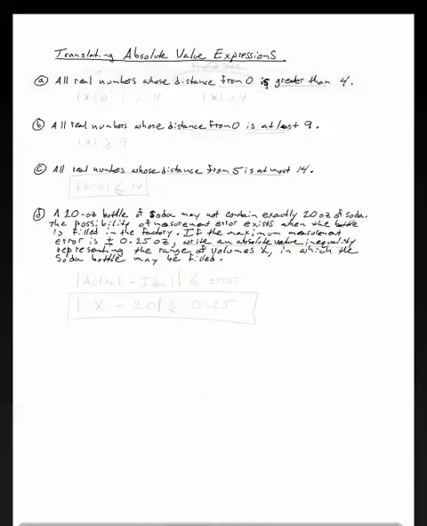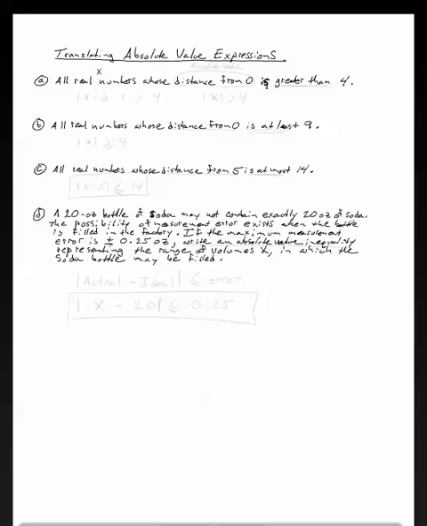So this is translating absolute value expressions. Example A says all real numbers whose distance from 0 is greater than 4. So when we think about this, all real numbers, so we're just going to call that x, whose distance from 0. So when we think about distance from 0, distance means we're going to be taking the absolute value of this thing. From 0 means minus 0.